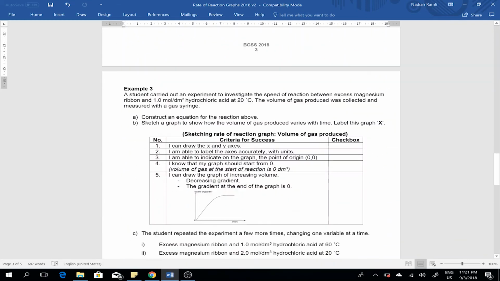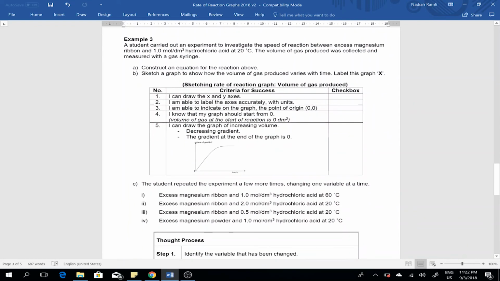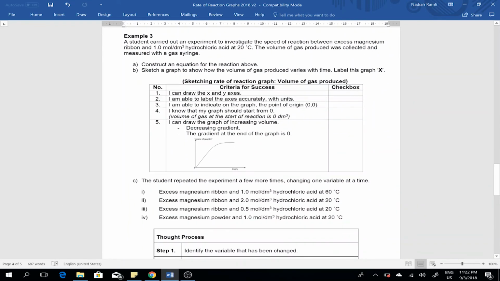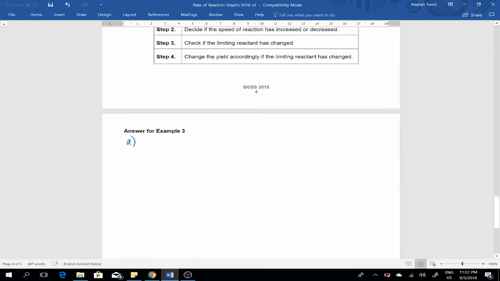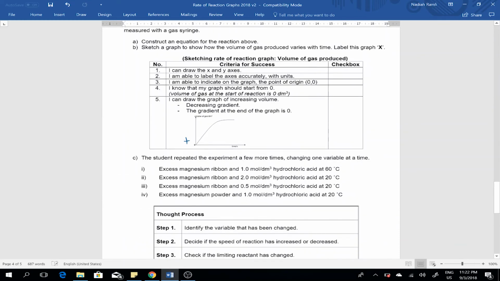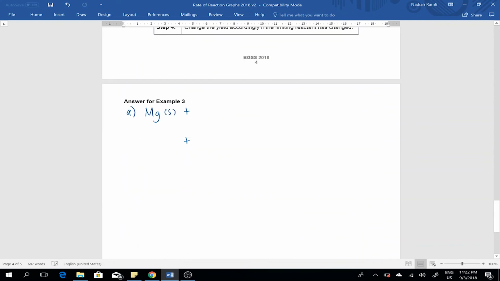Alright, now let's look at example 3. Student carried out experiment. Okay, the same thing, but now it's with magnesium ribbon. Construct an equation for the reaction above. So let's look at this. Magnesium ribbon plus, was it hydrochloric acid? Yes. Hydrochloric acid will give me magnesium chloride plus hydrogen gas. And that's it.